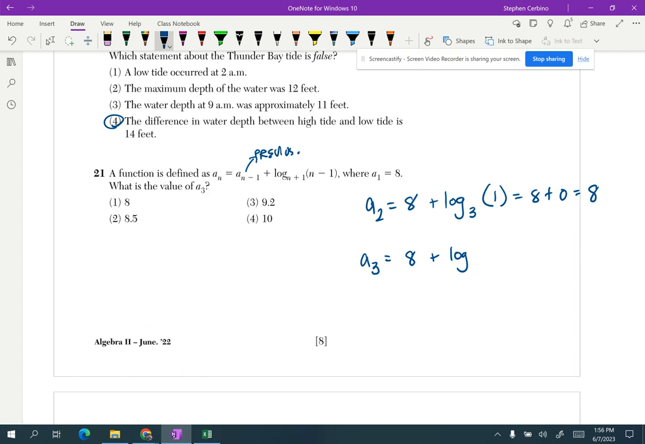The third term is going to be the previous term, which is 8, plus log base n plus 1. 3 plus 1 is 4. And instead of n minus 1, we're going to put 3 minus 1, which is 2. Well, if you type in log base 4 of 2 in your calculator, you're going to get 0.5. So this answer is 8.5 for the third term.